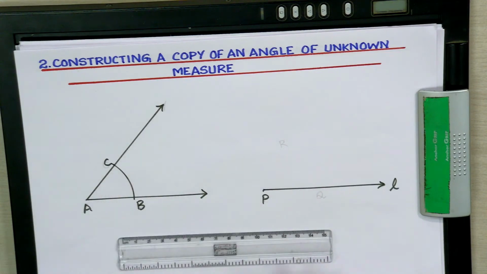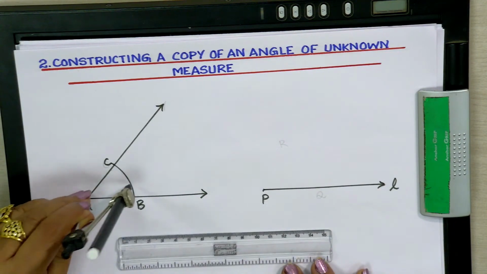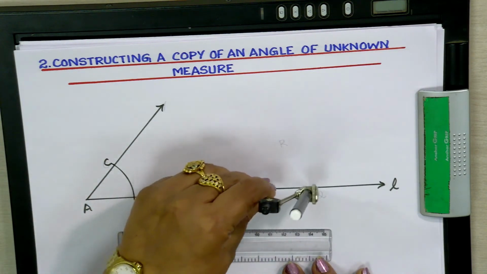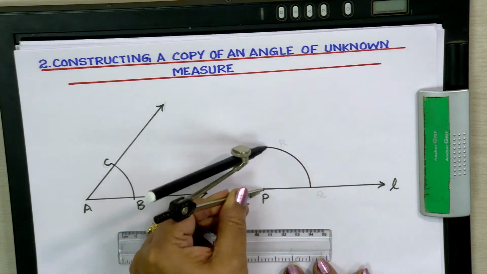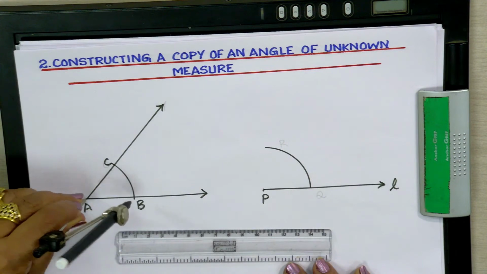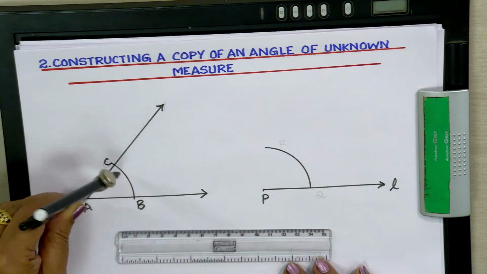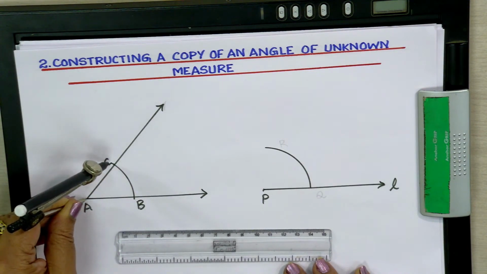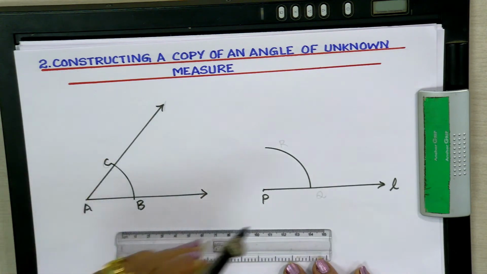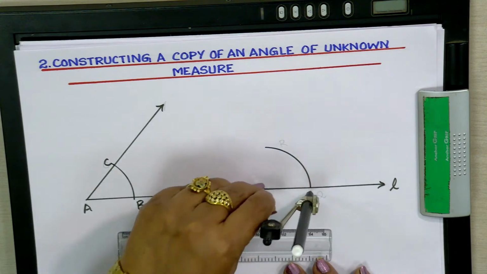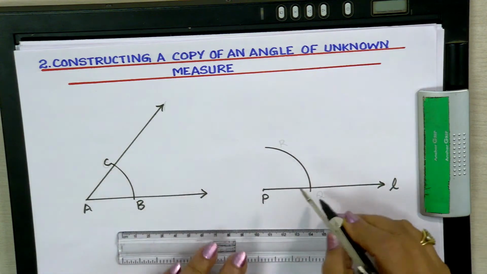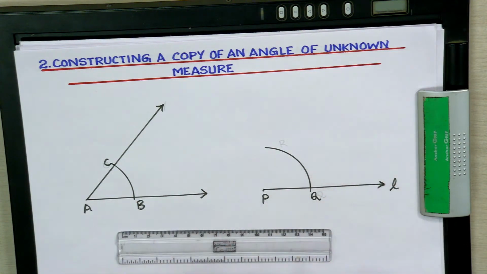Is it clear? Now I will take the same radius and I will place it at P to construct an arc in this manner, right? Let me repeat. I had placed it at A and I had constructed this arc to cut the rays of angle A. Without changing the radius, I just picked up and I placed it at point P, right? Here it is meeting this line L at point Q.